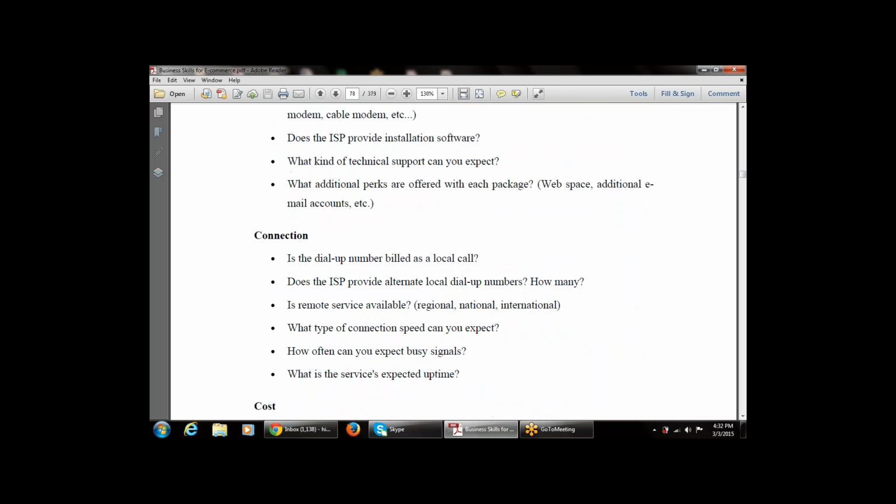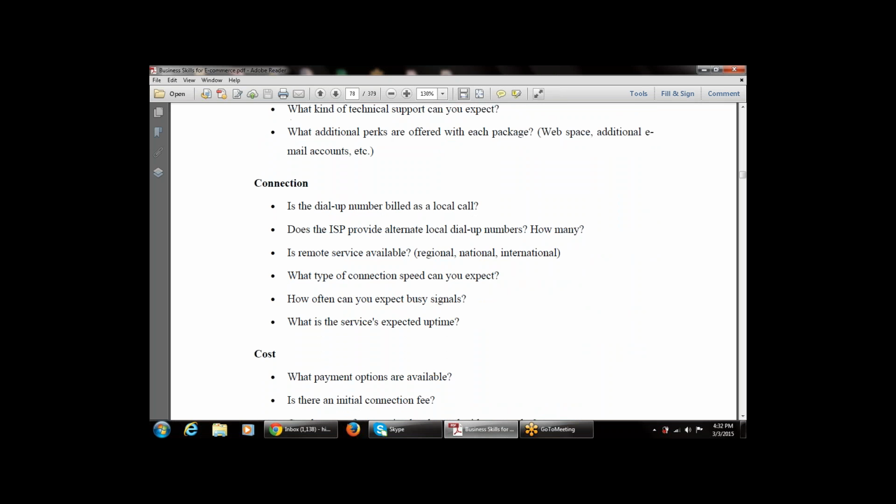Then there are the questions based on the connection, that is, what type of connection you are using. Suppose you are using a dial-up connection, then what is the speed of the dial-up, is the dial-up number a local call, is there an alternative for the local dial-up numbers, is remote service available? There are many questions oriented to the connection. Then, how often can you expect busy signals? What is the service's expected uptime? These are the various questions based on the connections.